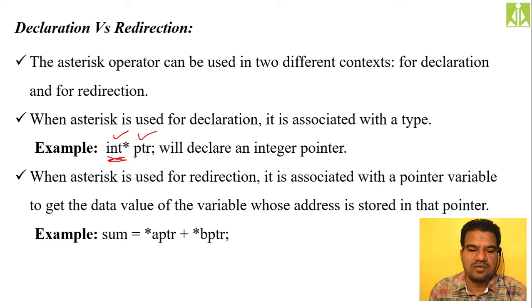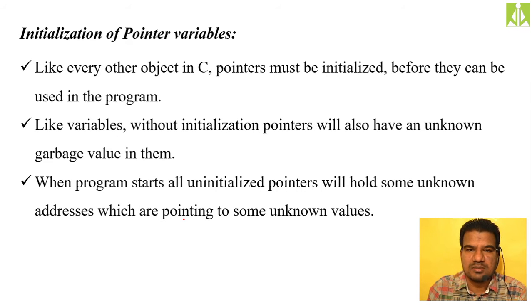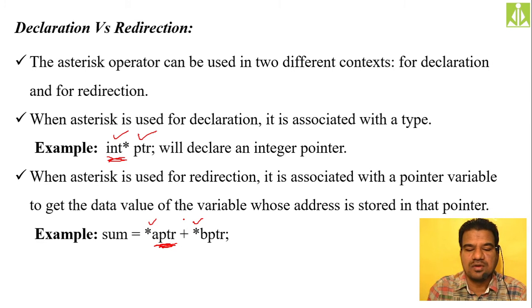Now in indirection, this star, this asterisk symbol, we prefix before the variable name, and this variable should be a pointer only. You cannot prefix the asterisk operator before a normal variable, because a normal variable will not contain any address, so you can't apply this indirection operator on it. Whenever you apply the indirection operator on a variable, make sure that variable is a pointer, that it holds some address so that you can retrieve the value from there.